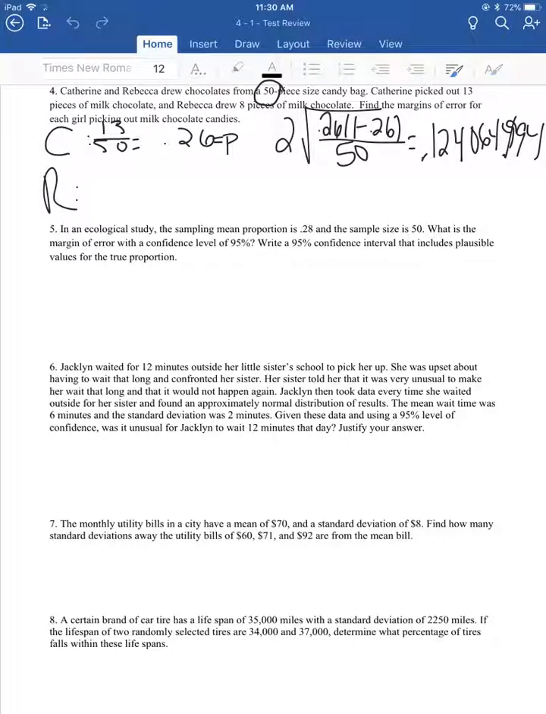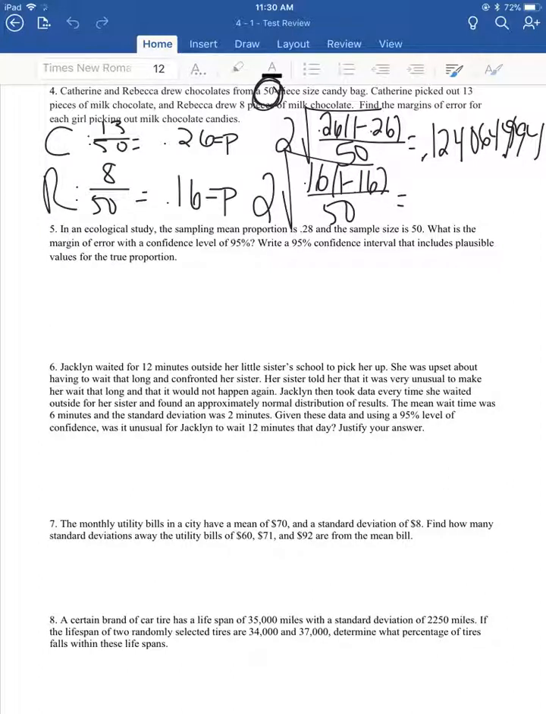Rebecca had taken out 8 pieces of candy divided by 50 total. So 8 divided by 50 gives me 0.16, which is her p-value. So to do her margin of error, we have the same thing because we still have 50 as the sample size, but her proportion now is 0.16. This is the square root of 0.16 times 1 minus 0.16 divided by 50. And I get 0.10369185112.